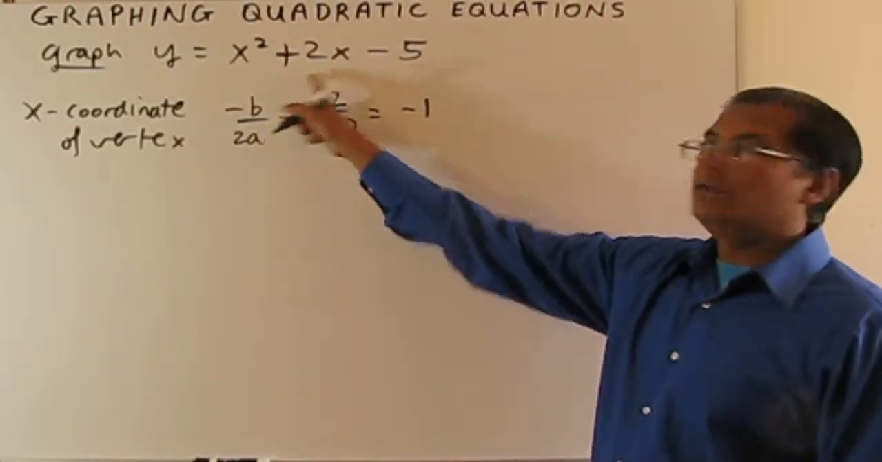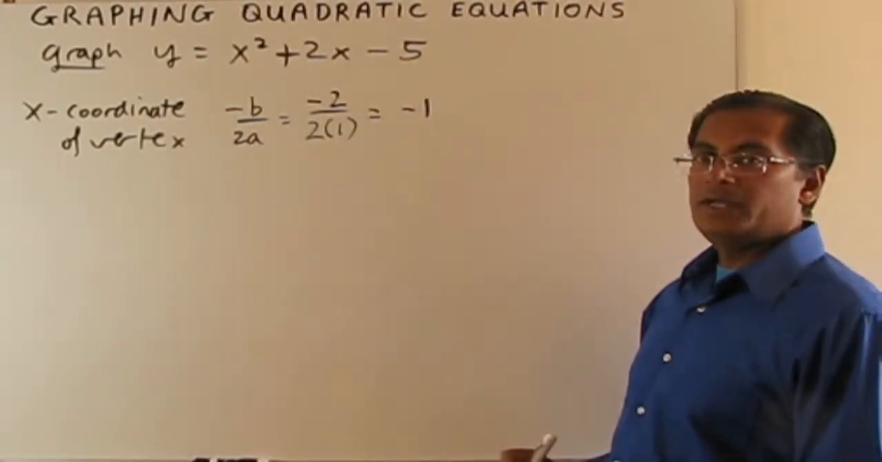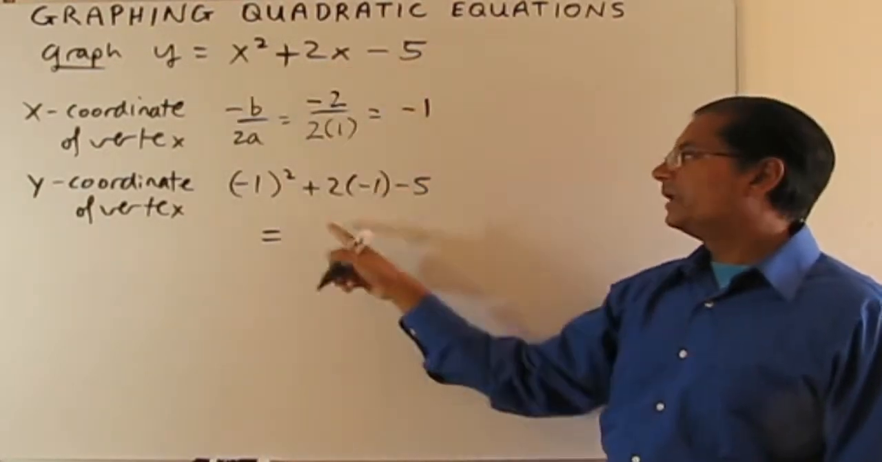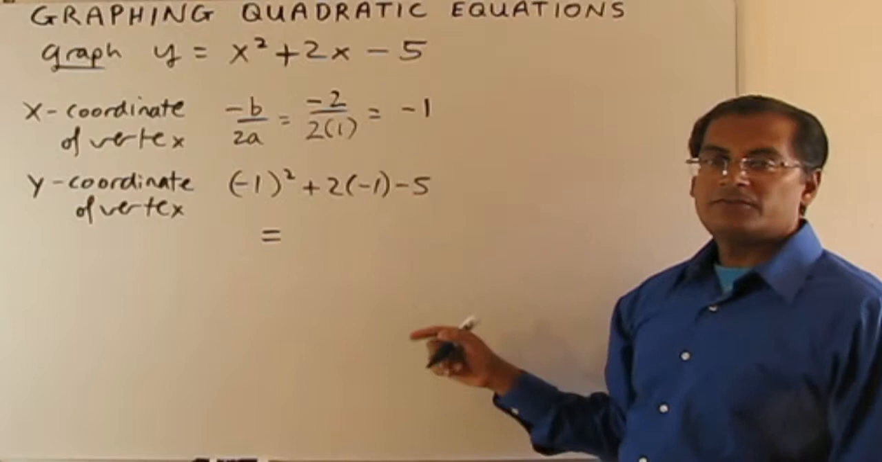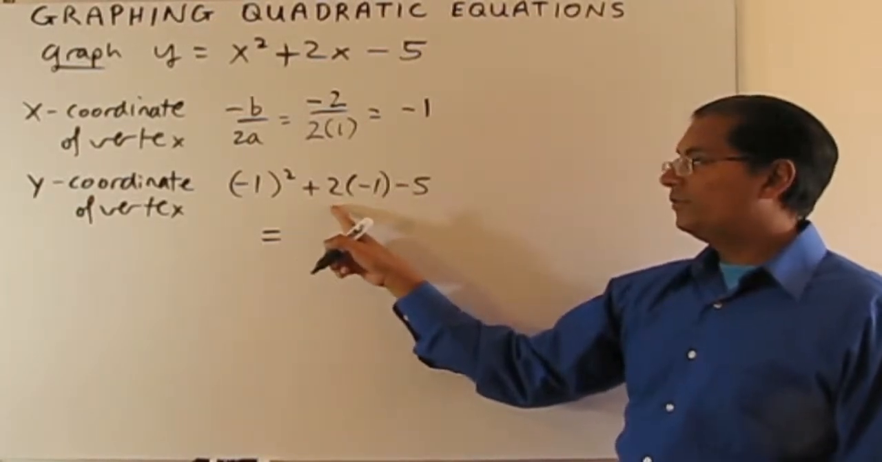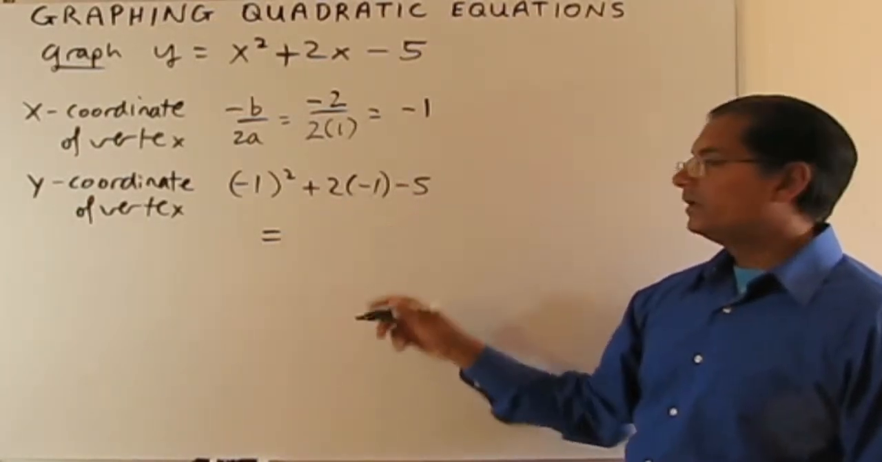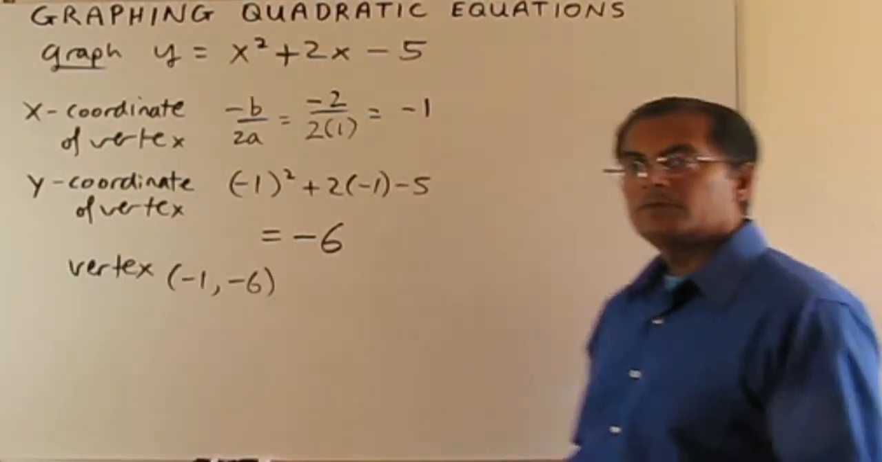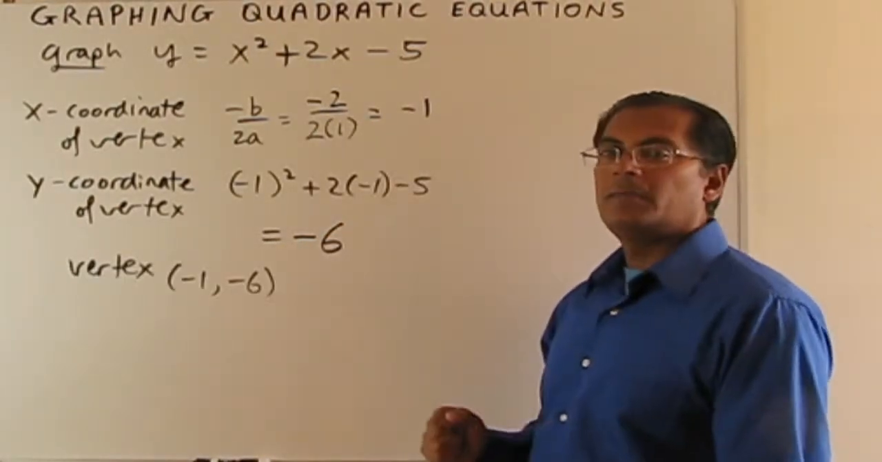And then to find the y-coordinate of the vertex, we plug this back into the equation for x. So if we plug this back in for x, we get negative 1 squared plus 2 times negative 1 minus 5. That's going to give me 1 minus 2 is minus 1, minus 5 is minus 6. So my y-coordinate is minus 6, and my vertex is (negative 1, negative 6).